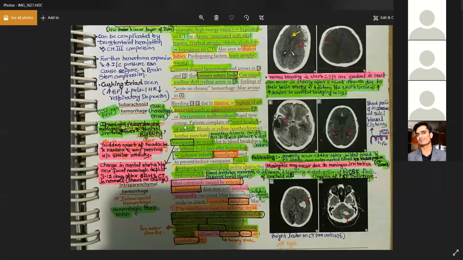And now finally, vasospasm. In vasospasm, the arterioles and venules all get spasm. Mainly the arteries are responsible for the vasospasm, right? Not the veins. The vasoconstriction happens in the arterioles.